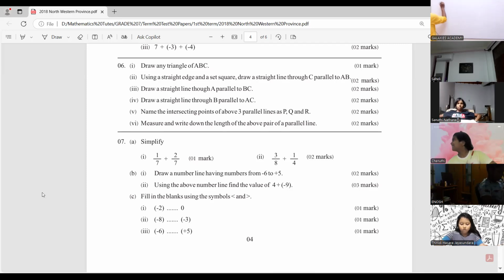Question number 7, Simple A part, simplify. Simple A has two Roman numbers, two subparts, addition of the fractions: 1 over 7 add 2 over 7, and Roman number 2 given, 3 over 8 add 1 over 4. Okay, first we can check these two answers.